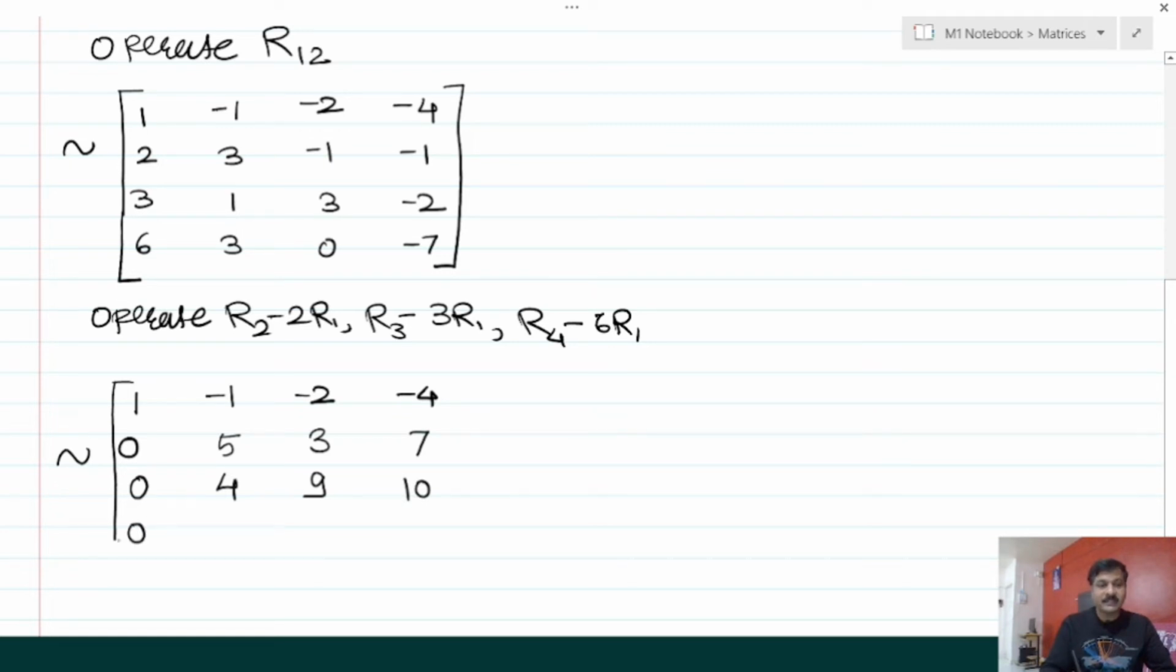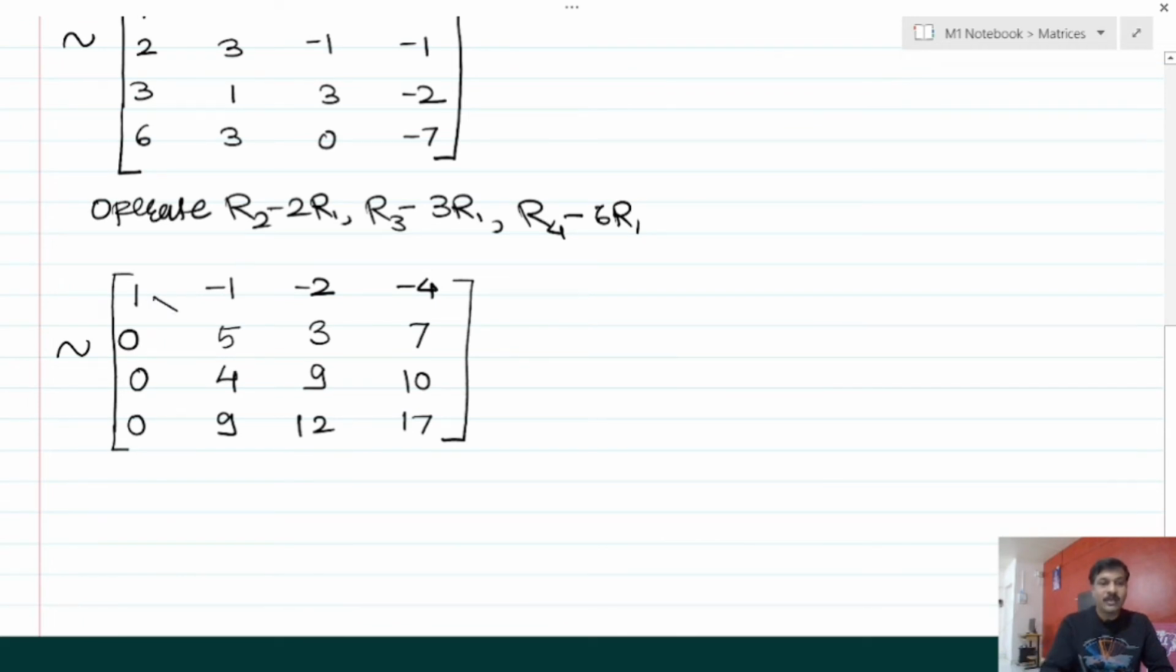6 minus 3, it is 6 minus 6, R4 minus 6 R1. 6 minus 6, it is 0. Then 3 plus 6, it is 9. Then 0 plus 12, 12, and minus 7 plus 24. So I am getting here minus 7 plus 24. So here the number is 17.